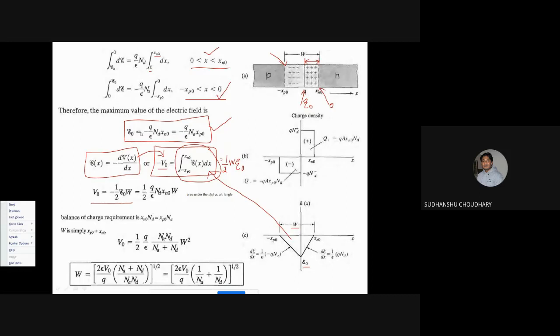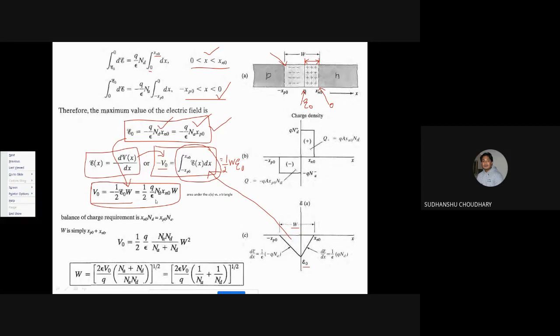And E naught we have already calculated here. So E naught could be either this or this. So I can put E naught into this equation. So the electrostatic potential now becomes equal to 1 by 2 q by epsilon Nd Xn naught W.